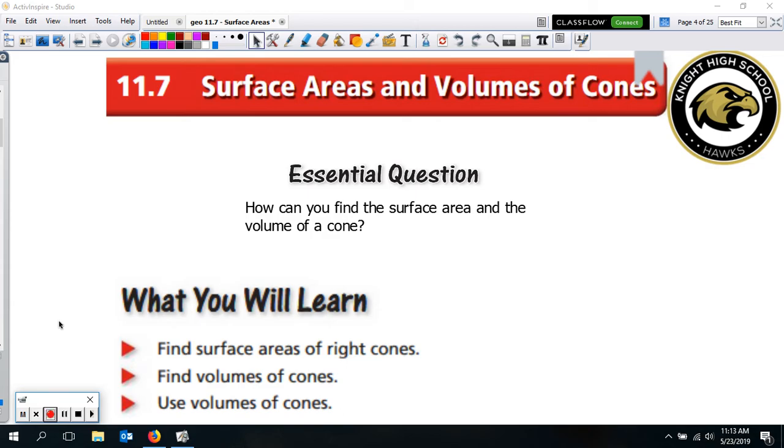Hey everyone, so yes, here we are with 11.7 on the surface areas and volumes of cones, and you know that I couldn't resist playing that one. It was just so corny, it was funny. Ice cream cone goes splat.